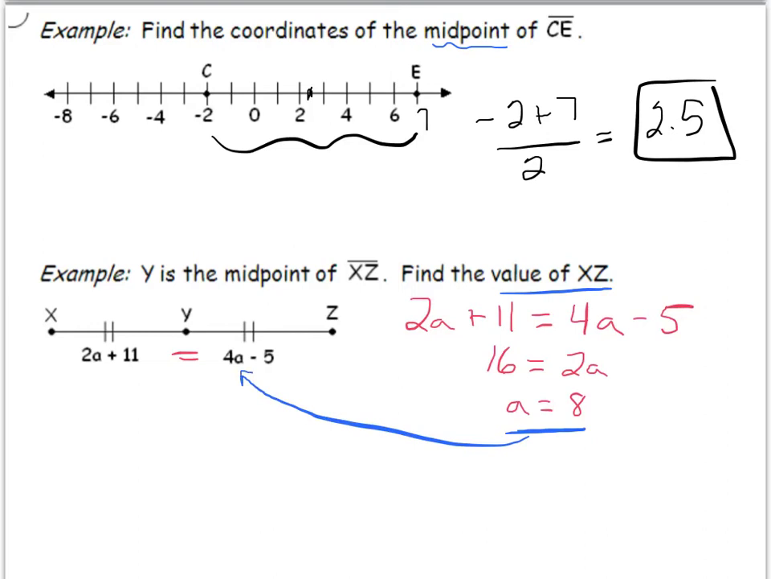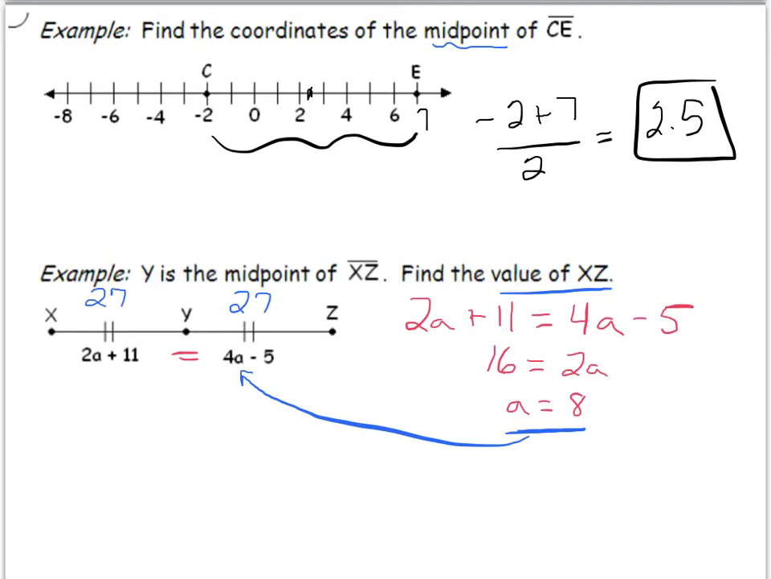And when you throw it in there, 4 times 8 ends up giving us 32 minus 5 gives us 27, meaning that yz is 27. If yz is 27, since xy and yz are congruent, we know that xy should also be 27.